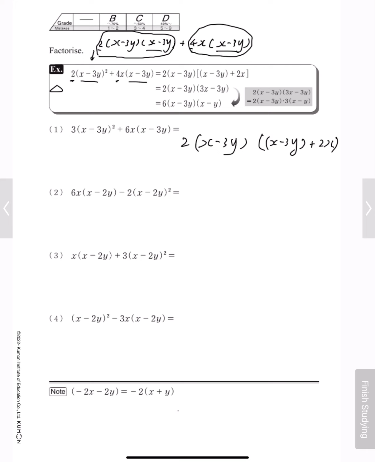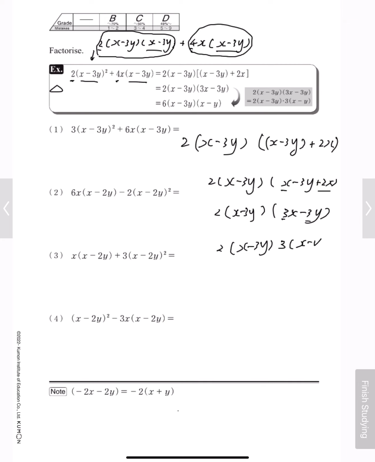So this one will be 2(x - 3y)[(x - 3y) + 2x]. And you would see that x plus 2x is 3x minus 3y. Ooh, you can do a mini factorization even inside a bracket as well. Because I have the 3 in common, I take the 3 out, and it becomes 2(x - 3y) times 3(x - y), and then that 2 and 3 will multiply together: 6(x - 3y)(x - y). All right, let's move on.